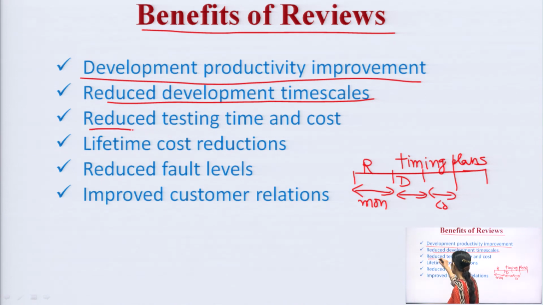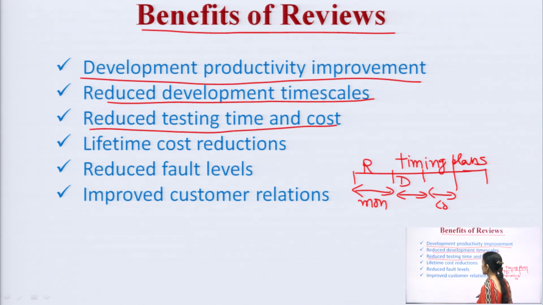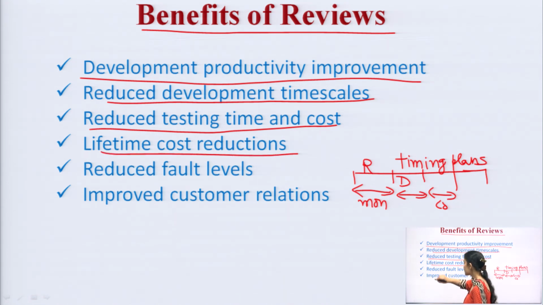Then third, reduce testing time and cost. That is the major advantage of doing this review process, that it decreases the testing time and cost. So the entire software cost gets decreased. Then the lifetime cost reductions also take place. Then the fault levels are also being reduced.